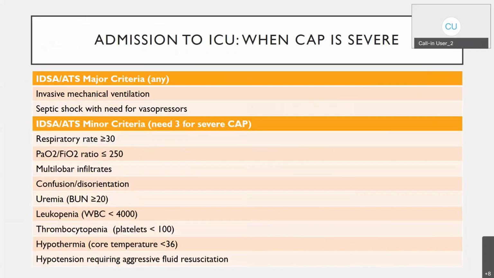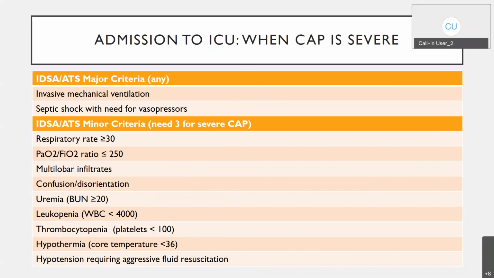So as I mentioned, these scores can tell you where the patient should be treated, hospital versus outpatient, but it doesn't give a hint as to where you should put the patient, whether they're okay for the floor or if they should be admitted to the ICU. And the severity of illness will also become important when we're talking about diagnostic testing for CAP and empiric treatment for CAP. So these are very important criteria to know.